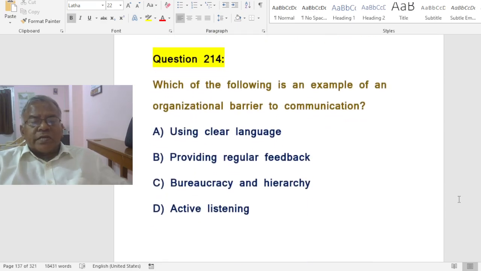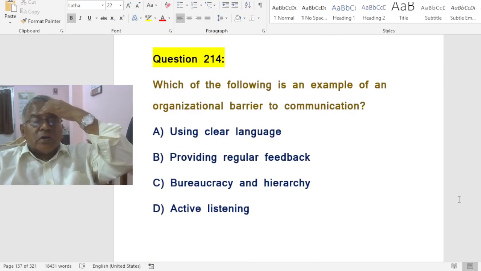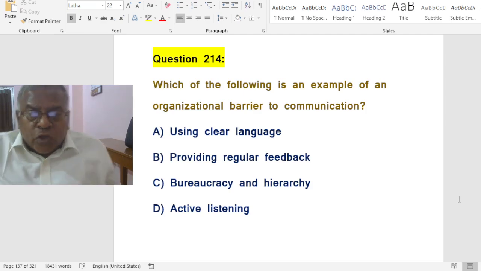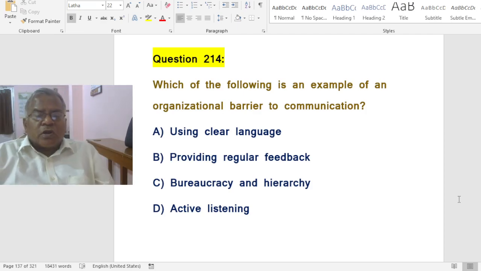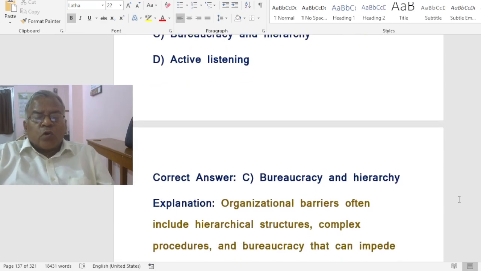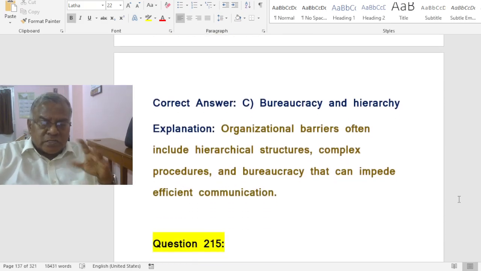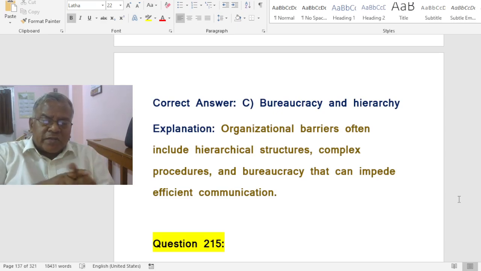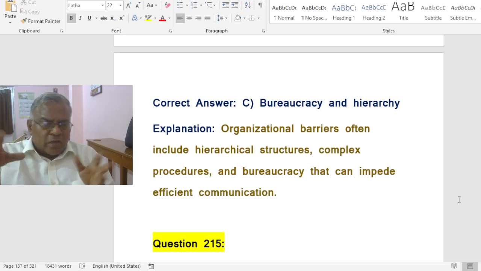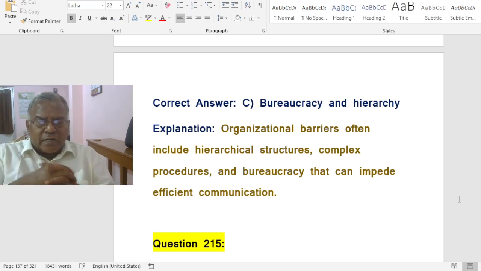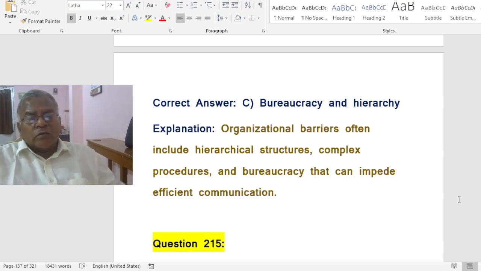Which of the following is an example of an organizational barrier to communication? That is bureaucracy and hierarchy. Organizational barriers often include hierarchical structures, complex procedures, and bureaucracy, all related to office, college office, school office, any other office related aspects.